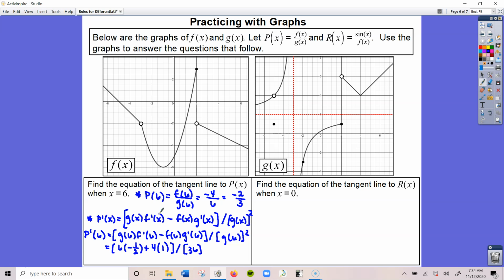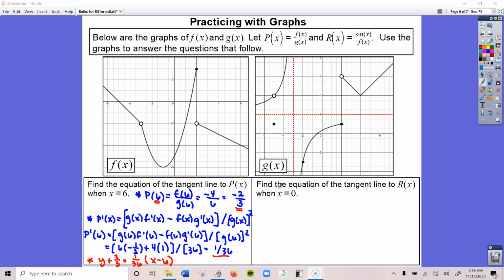Okay, so now let's just get this value. 6 times negative 1/2 is negative 3, and negative 3 plus 4 is 1. So we get our slope of 1 over 36. Now I'm ready to write the equation of my tangent line. Remember that this is my point of tangency, and this is my slope. So here's my line. y plus 2 over 3 is equal to 1 over 36 times x minus 6.